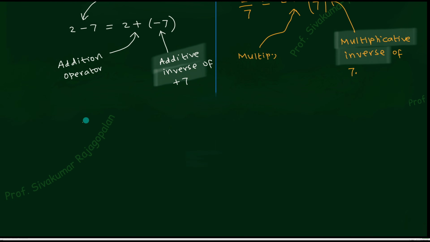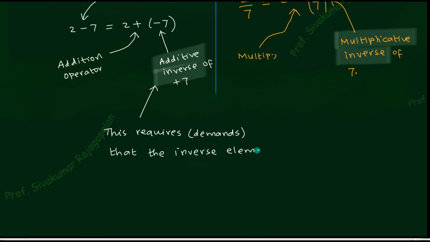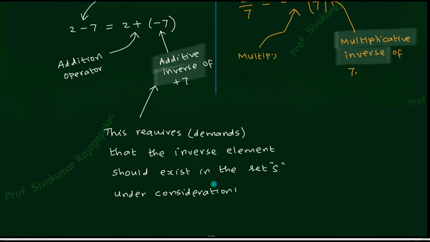So let us write down the conclusion. What did we understand, or what did we learn in this discussion? This kind of scenario demands or requires that the inverse element should exist in the set, whatever set that we are going to consider. I will write down the set under consideration. Whatever set we are going to consider to solve a problem, that is the meaning of under consideration. So that is the meaning ultimately.